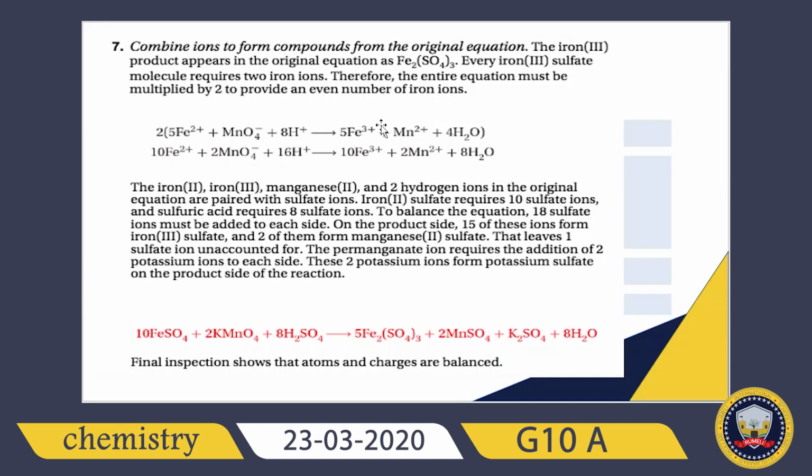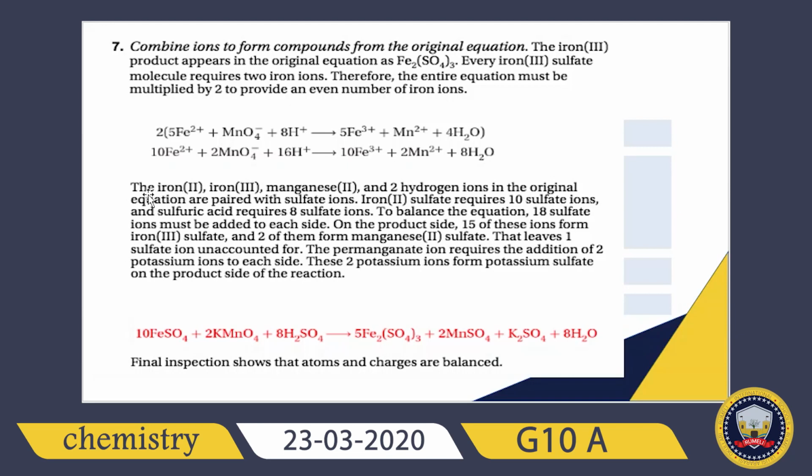So you should remember here. Why did we multiply it by 2 here? Because every iron 3 sulfate molecule requires 2 iron atoms. Okay? So that's why we multiplied by 2. So here the whole formula is multiplied by 2. So it will be 10Fe2 plus, 2MnO4 minus, plus 16H plus, yields 10Fe3 plus, 2Mn2 plus, 8H2O. Okay, you see here now. So we combine these. Do you see? We combine to get later.